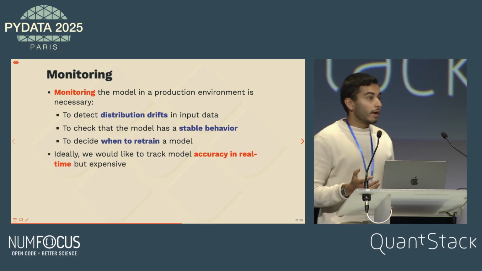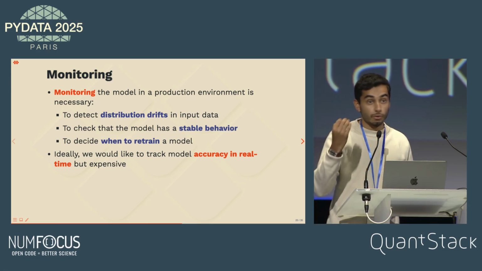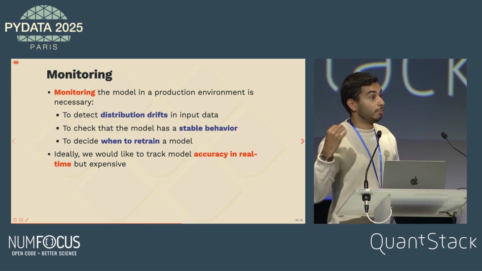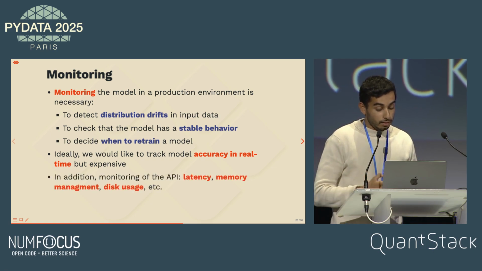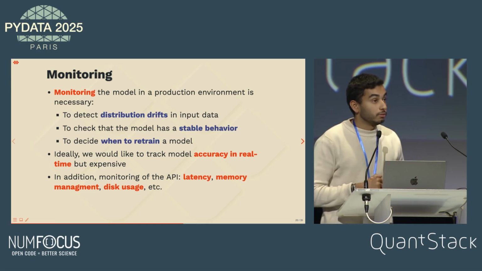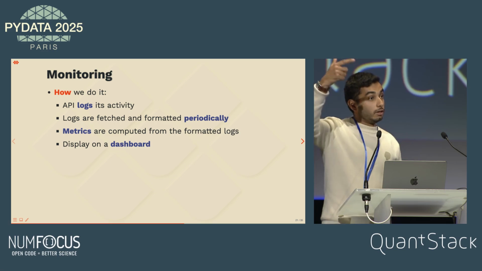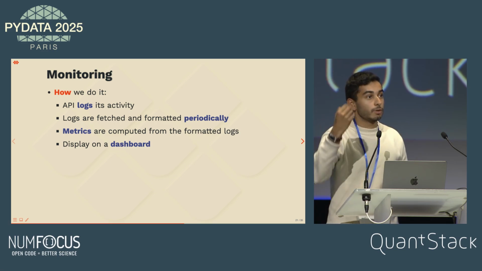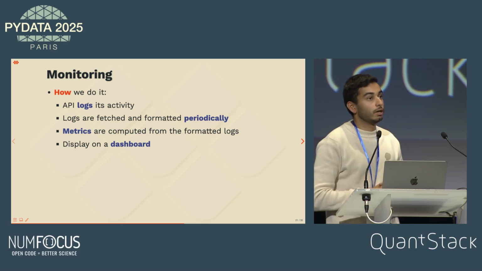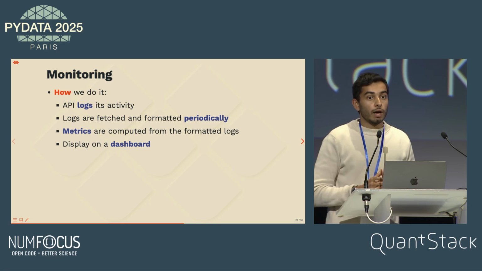So we cannot have accuracy in real time for several reasons. First, it's the security constraint. We cannot have a look at the model that is directly deployed in production in Nantes. And for the API, we also want to track it. So how do we do that? The API in Nantes is logging its activity, and from time to time we fetch the data from the production environment to display on a dashboard to monitor in real time how the model fares.